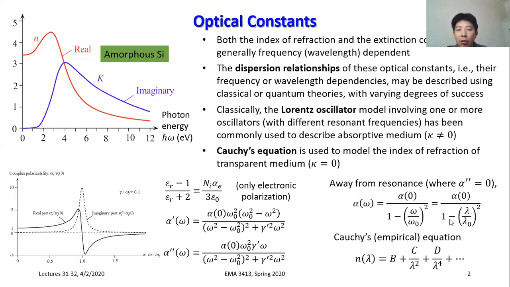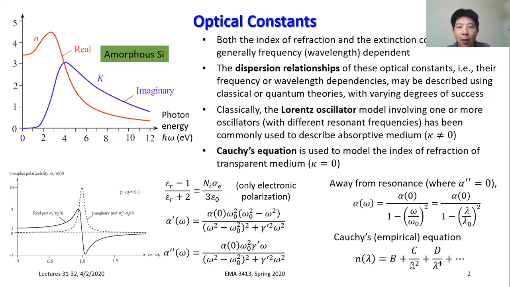And so that gets you to the so-called empirical Cauchy's equation. It shows that even for transparent materials, where the imaginary part is 0, so the imaginary part of the dielectric constant is also 0, it's basically a transparent material, but in that case, the index of refraction is still wavelength dependent. It'll have this kind of dependence, and this can be obtained from the classical Lorentz oscillator model. You just have to do a Taylor expansion on this to obtain this empirical Cauchy's dependence for the index of refraction as a function of wavelength.